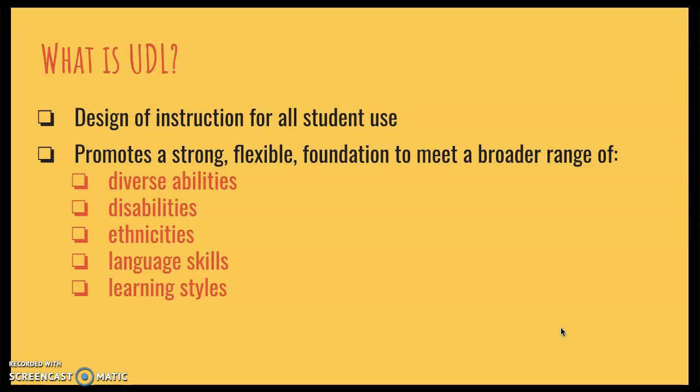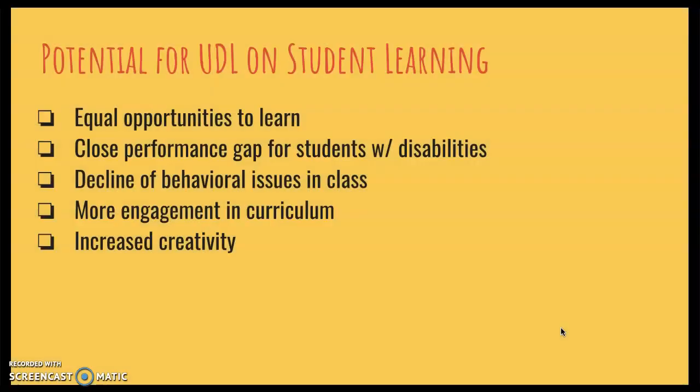And different ethnicities value different things. Some cultures are high context communication, some are low context. How does that impact the way that you would teach and present your lessons? Language skills, are they ELL learners? Maybe English is a second or third language. Maybe they have strong skills, maybe they don't. Or maybe their strong suit is speaking, but they can't really write that well. So how does that work out? And then the learning styles of our students.